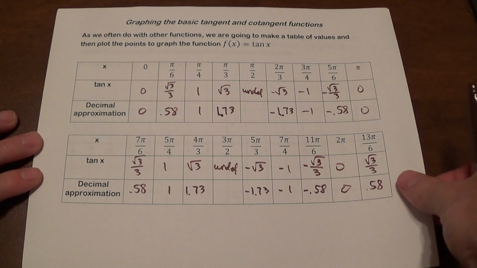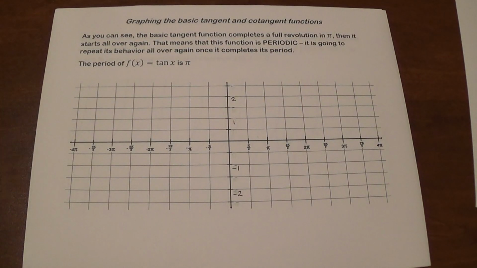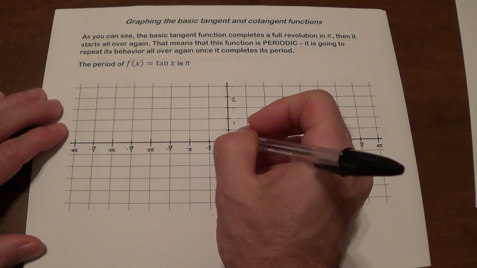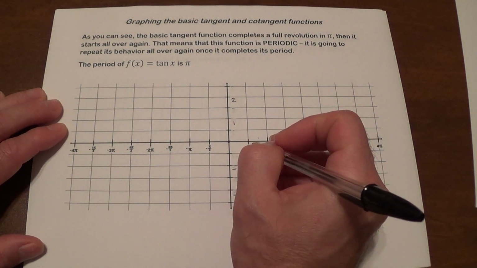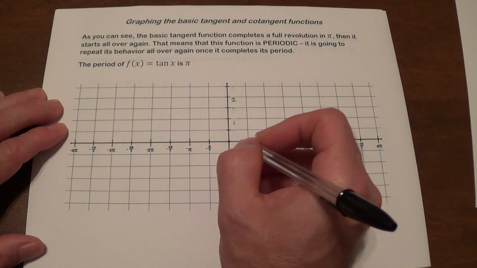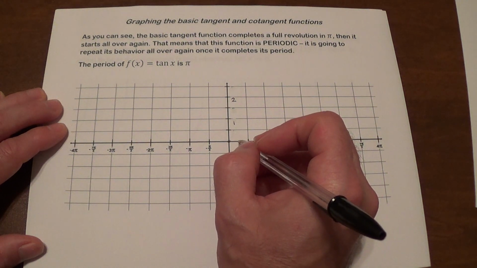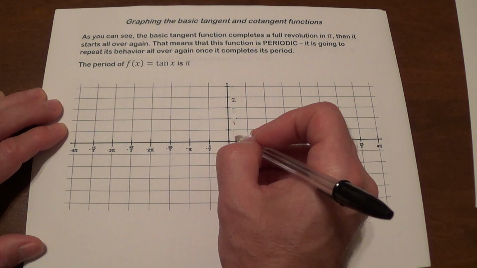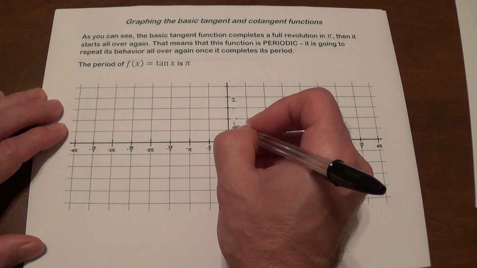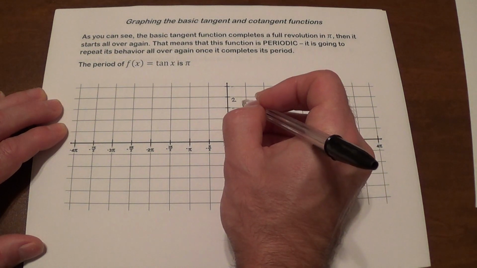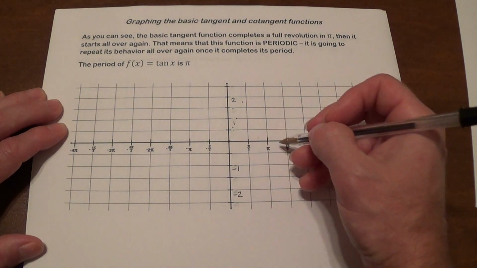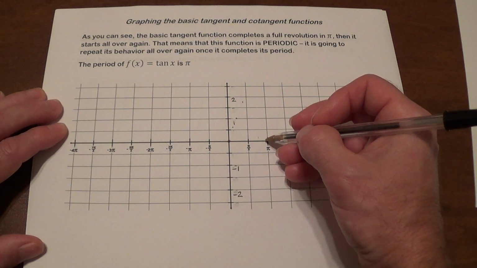So let's go ahead and plot these points. Do it with the pen, make it a little neater. So we have 0, 0. At pi over 2 it's undefined, so halfway there at pi over 4 it's going to be 1. At pi over 6 it's going to be 0.58. Here is going to be 1.73. Then at pi our value is 0.